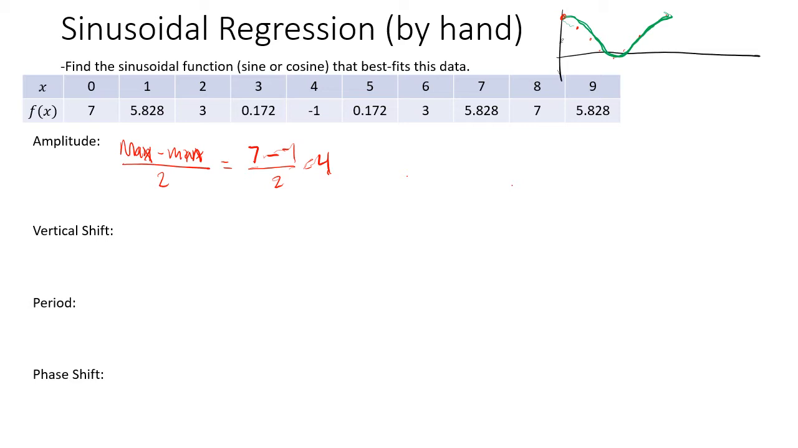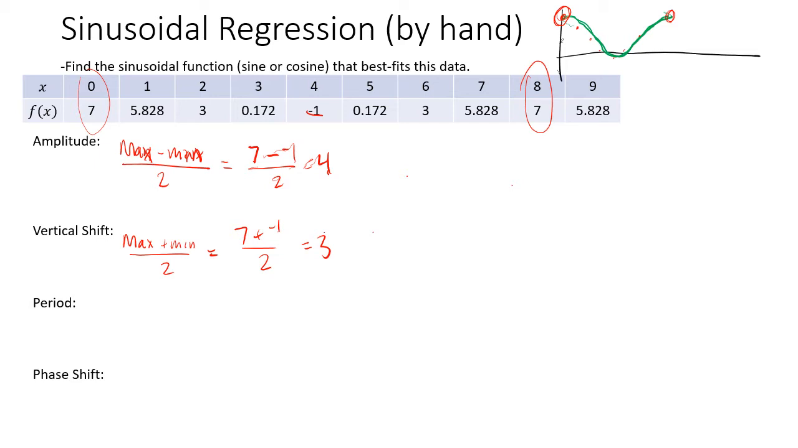If the amplitude is 4, then that's good. Let's get the vertical shift. That's the maximum plus the minimum divided by 2, the average height of the maximum and the minimum. So that's 7 plus -1, divided by 2, which is 3. So the vertical shift is 3. The period is interesting. Here's a maximum, and it corresponds to this other maximum, and the distance between these two points, from 0 to 8, is 8.